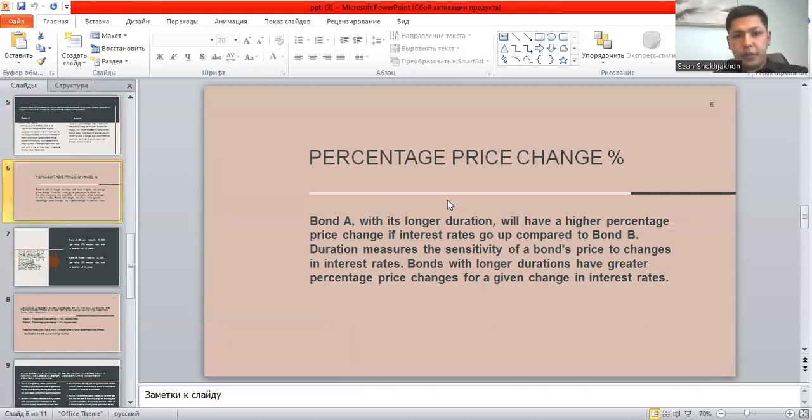Percentage price change. Bond A, with its longer duration, will have a higher percentage price change if interest rates go up compared to bond B. Duration measures the sensitivity of a bond's price to changes in interest rates. Bonds with a longer duration have a greater percentage price change for a given change in interest rates.